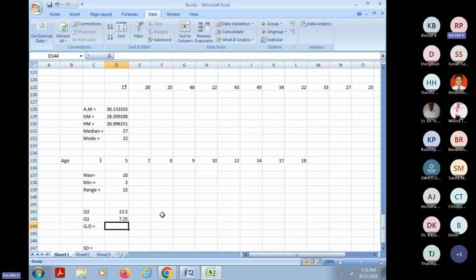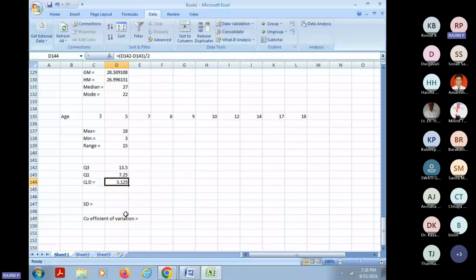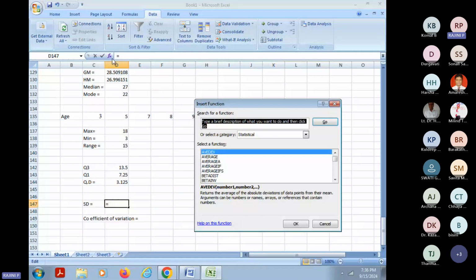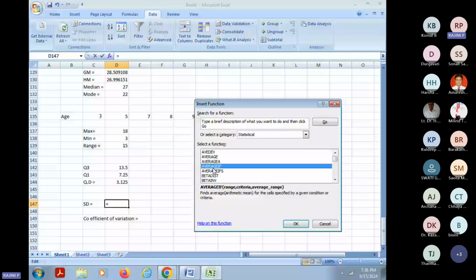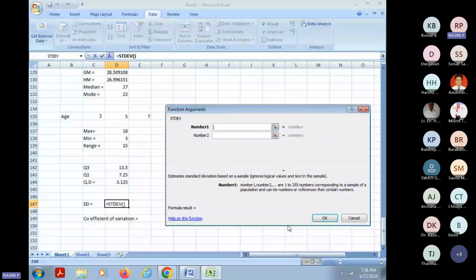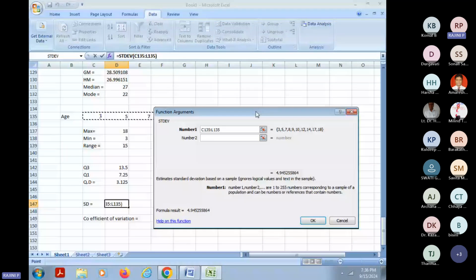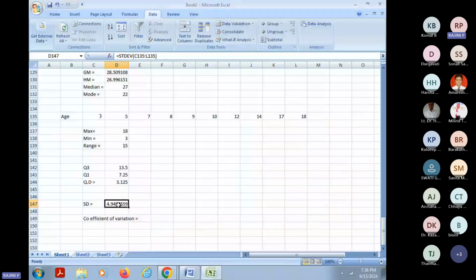Then quartile deviation is equal to, open the bracket, Q3 minus Q1, close the bracket, divided by 2, enter. So Q3 minus Q1 by 2, you got it. Next, standard deviation. Go to the function and then click on S. STDEV gives the standard deviation. Then in numbers, select the data you have. Then okay, you'll be getting the value.